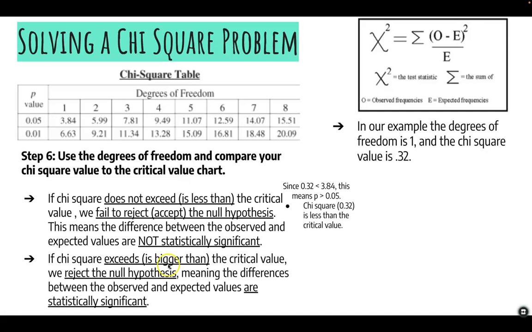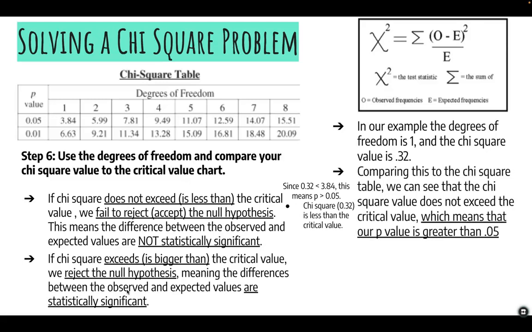If your chi-square number were to be bigger, then it would mean that you are going to reject the null hypothesis, meaning that there is a difference between the data you collected and what you expected. So in that case, you would say that there is a statistical significance between those. So there is something causing there to be a change, right?